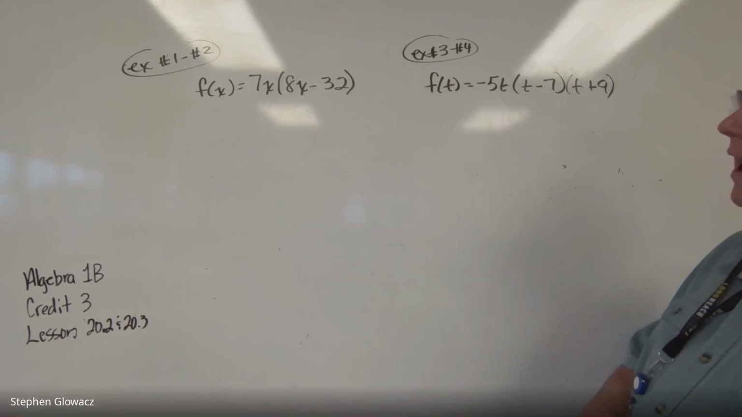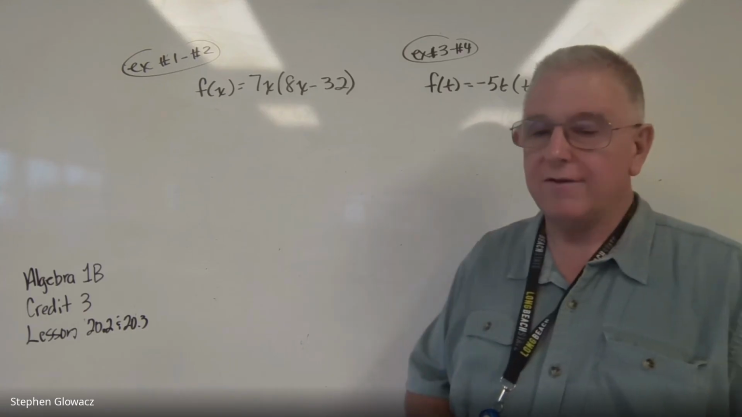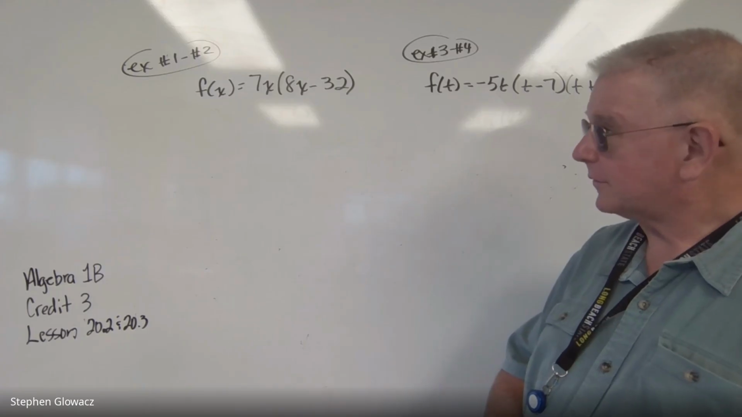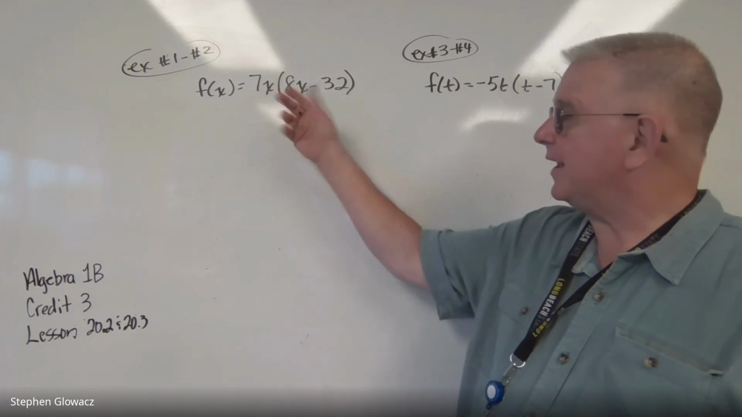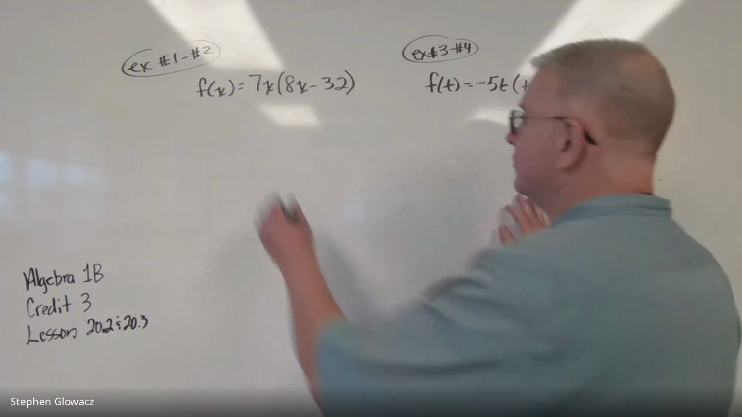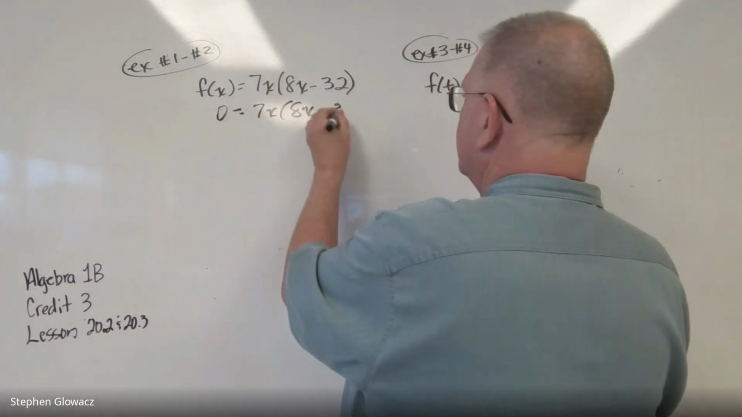All right, so how do we do that? How do we find our zeros? So our zeros are the values of x that make the function equal to 0. So what values of x would make this equal to 0, if we set this equal to 0? In fact, we can even write it like that. Let's go ahead and do that so we can do more than just visualize it.